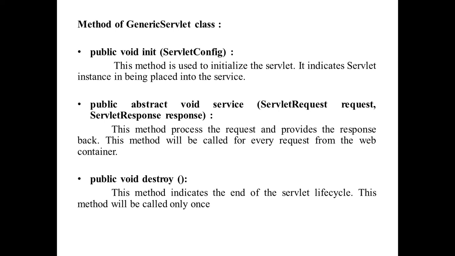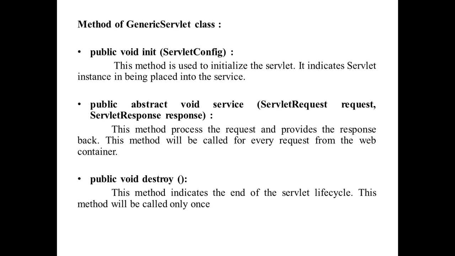Next, let's see some methods of the GenericServlet class. First is public void init(ServletConfig). This method is used to initialize the servlet and it indicates that the servlet instance is being placed into service. So the init method is mainly used to initialize the servlet, and this method is called only once in the program.